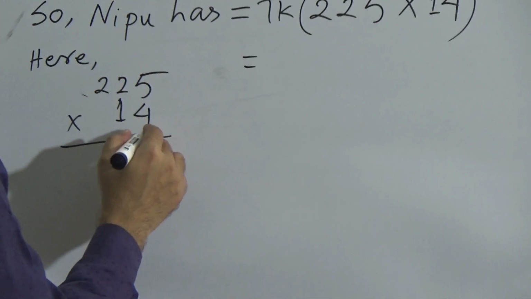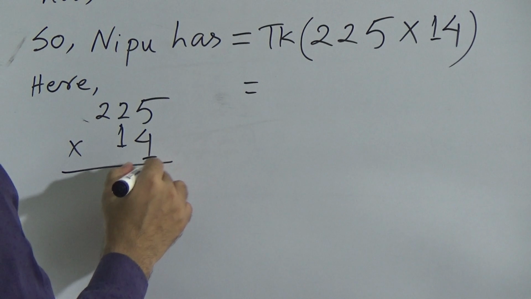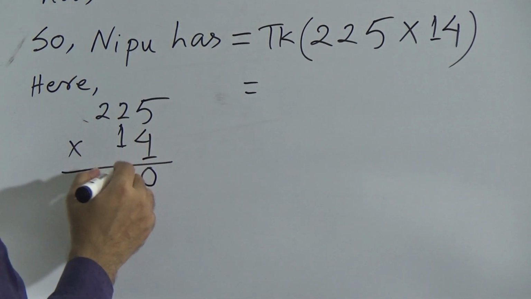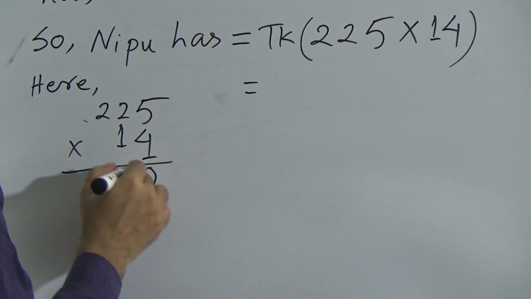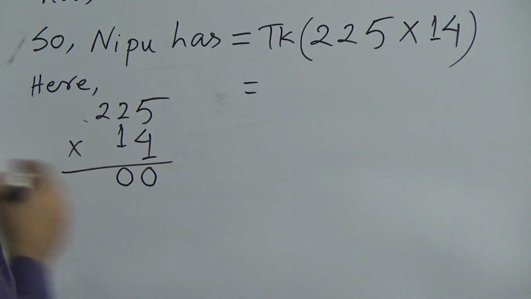At first you have to multiply by 1's place. 1's place is 4. 4 5s are 20. 2 left. 2 4s are 8 and 2 is 10. So 0, 1 left. 4 2s are 8 and 1 is 9.